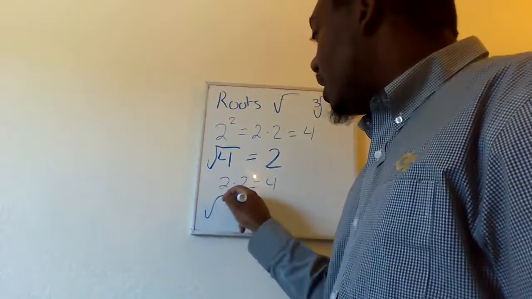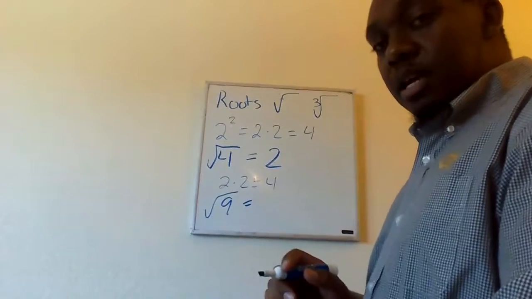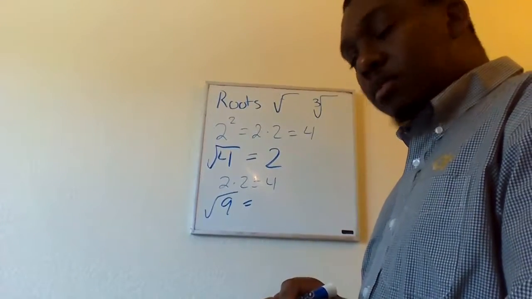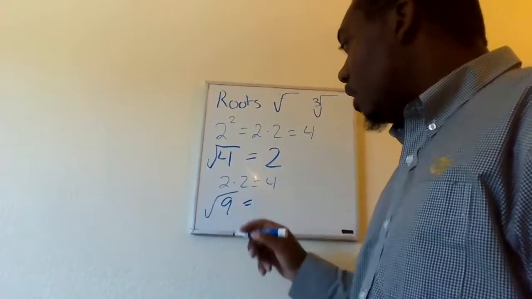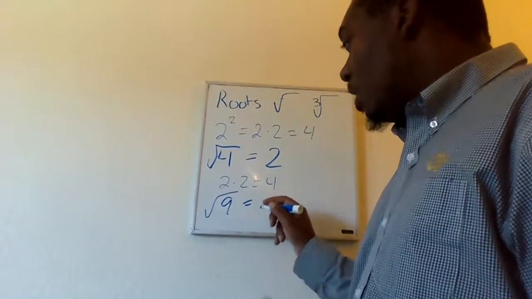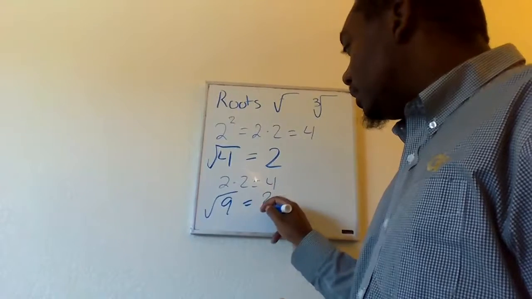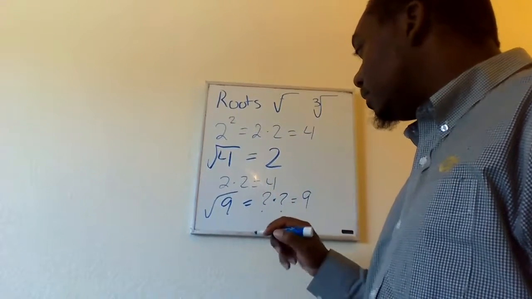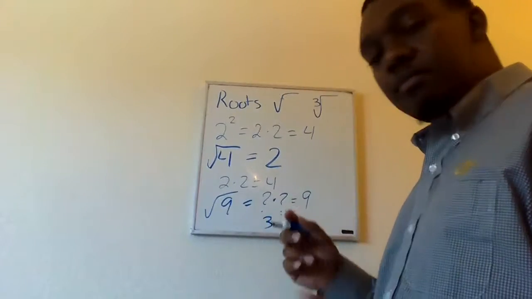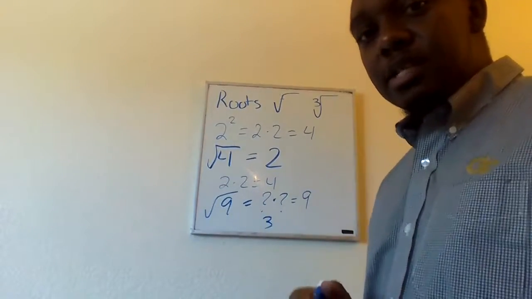So square root of 9 would be what? And many of you probably are like, oh, I know this. I have this on the roots. Let's say you didn't. What this is actually asking is, what number can we multiply times itself and get 9? Well, that would obviously be 3. Because 3 times 3 equals 9.